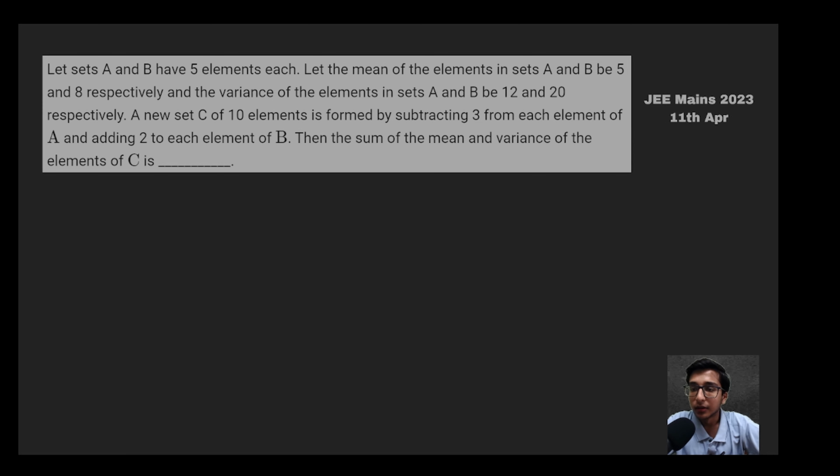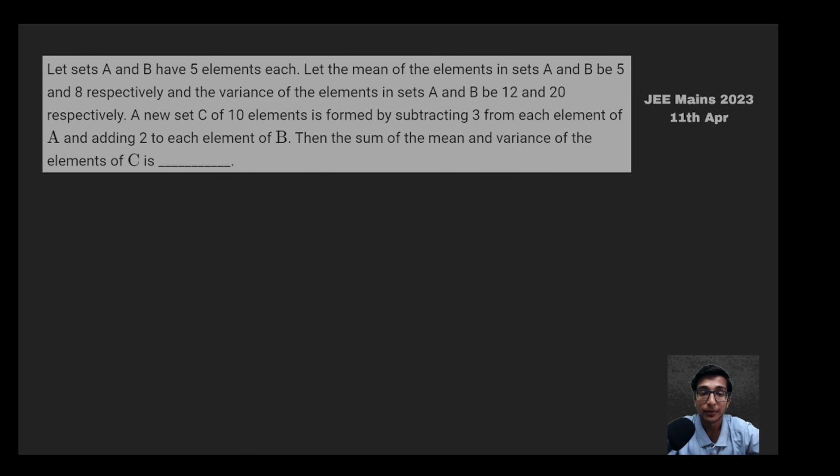So now this question, which was asked in JEE Mains 2023, not very long ago. Let sets A and B have 5 elements each. Let the mean of the elements in sets A and B be 5 and 8 respectively, and the variance of the elements in sets A and B be 12 and 20 respectively. A new set C of 10 elements is formed by subtracting 3 from each element of A and adding 2 to each element of B.